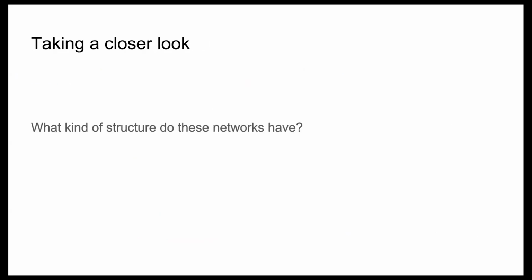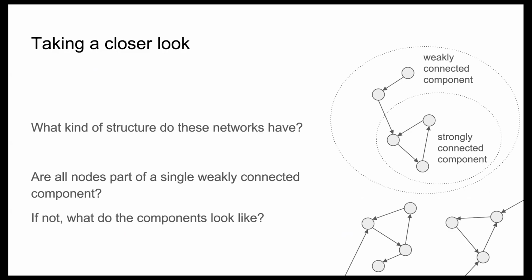So we also tried to take a closer look. There are so many things we could investigate, but we decided to focus on a couple of them. For example, what kind of structure do these networks have? Are all the nodes part of a single weakly connected component? If not, what do these components look like? In this case, we use weakly connected because these are directed networks. So we use this more relaxed version of connected component where it's okay to just have a path between any two nodes. It doesn't have to be both ways, and it's going to be apparent why it matters in a second.